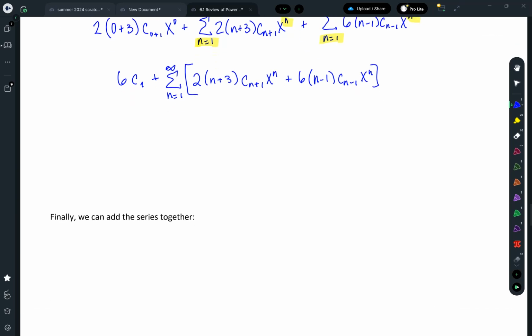But it's not fully added together until I factor out that x to the n, since it's common to both. And so what I'm going to be able to do then is see a general form for all my coefficients when I do that. So when I add them all together, I have 6c1 plus the sum, n goes from 1 to infinity, of (2 times n plus 3 c sub n plus 1 plus 6 times n minus 1 c sub n minus 1), close the parentheses, all times x to the n.